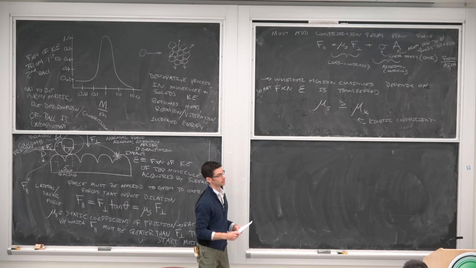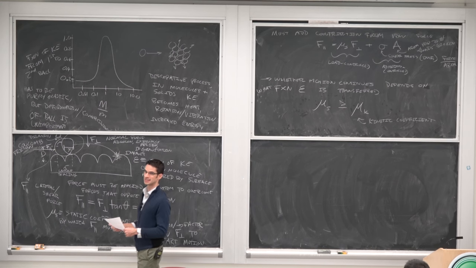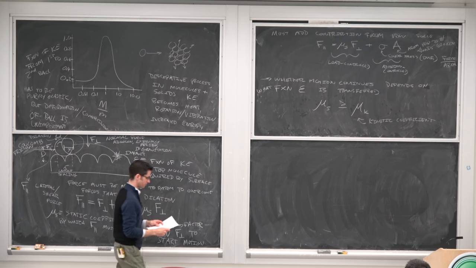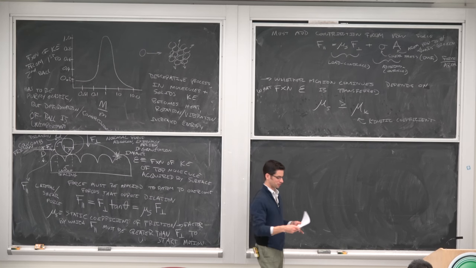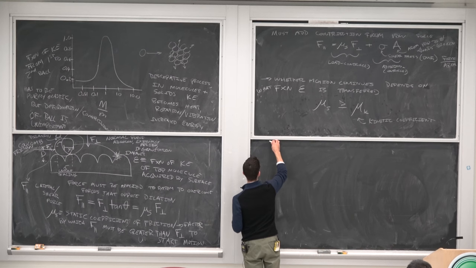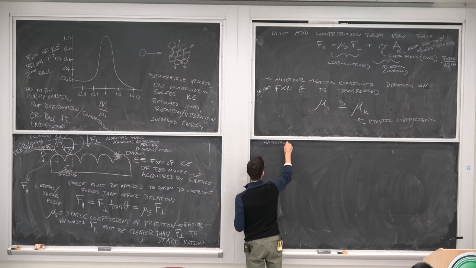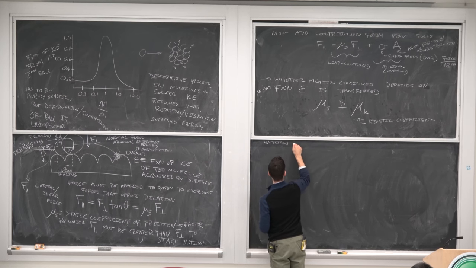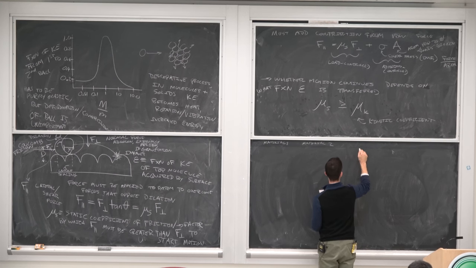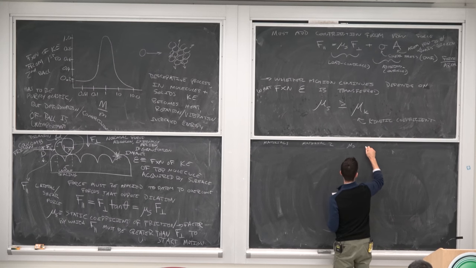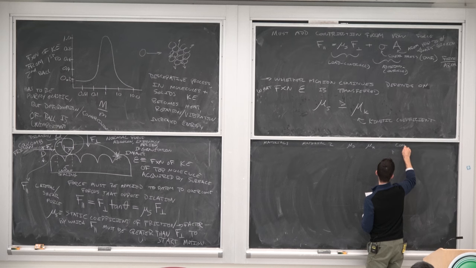So let's look at some real materials and some static and kinetic coefficients of friction and just talk in a qualitative sense about why we observe what we observe. So we'll say material one, material two, mu sub s, mu sub k, and comment.